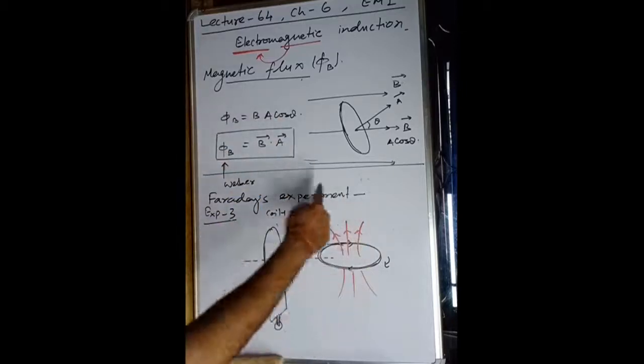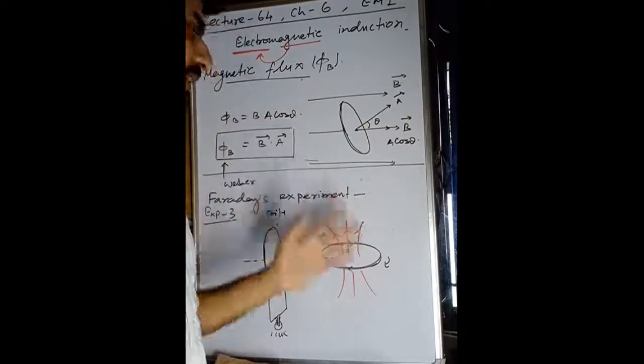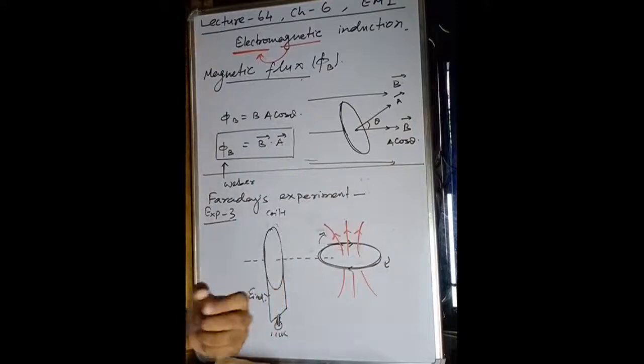As soon as this rotates, what will happen? The flux through this coil will change, from maximum to minimum. Again, this bulb will glow, which shows the induced EMF. So this was the fourth experiment which was done by Faraday, my dear students. And using this particular experiment, Faraday gave some laws of electromagnetic induction.